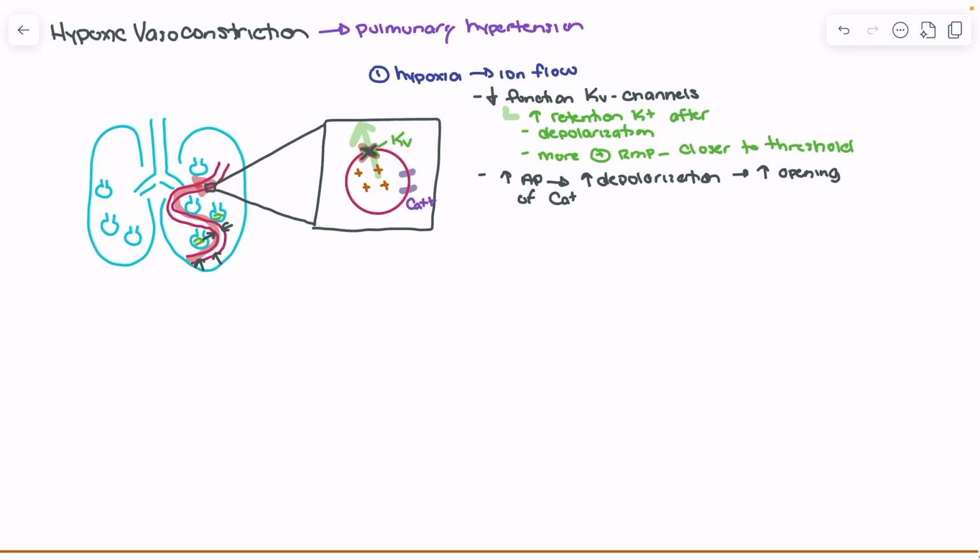So increased opening of calcium channels, which is simply going to promote more muscle contraction, which leads to constriction of the vessel. So the consequence we're going to see is increased contraction, which leads to vasoconstriction.